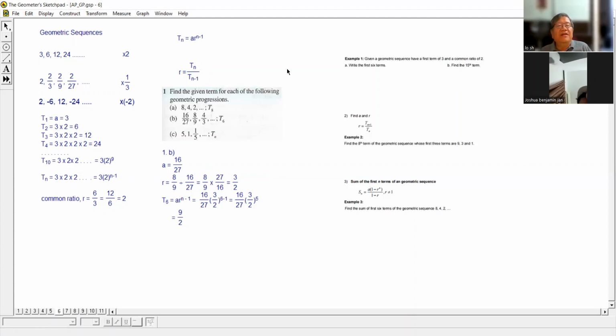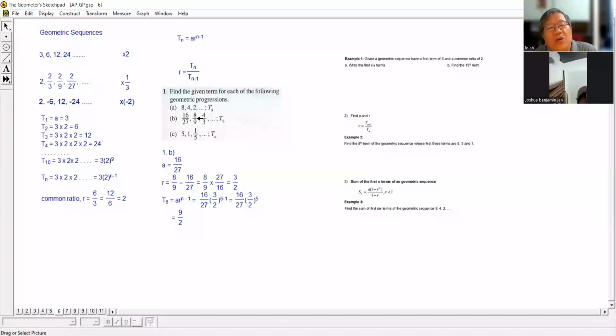Okay, we look at this question here. Find the given term in each of the following geometric progressions. Let's say I show you example B. 16 over 27, 8 over 9, 4 over 3. So they tell you this is a geometric progression and you have to find T6. T6 is the sixth term.